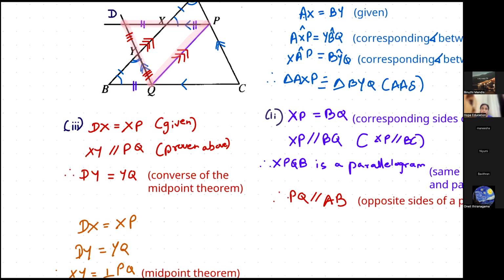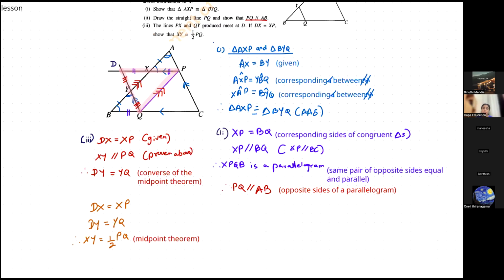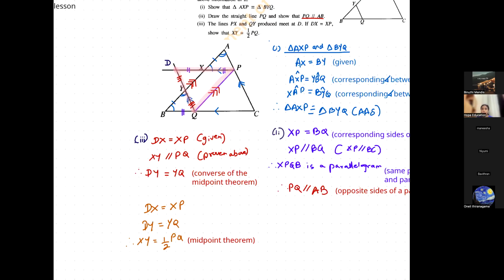Did you all understand this? Is it clear? Give me a thumbs up, please. Binuti okay, Manisha okay, Tavisha, Numi, Oneli okay. Akib, Bavitran, Senet. Bavitran okay. Akib and Senet. Senet. Okay.